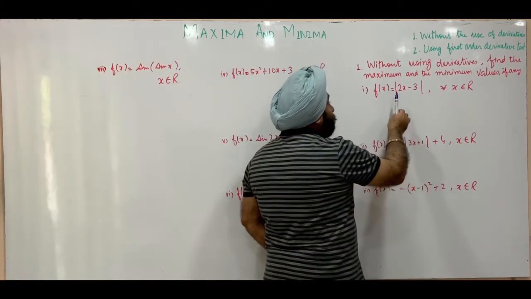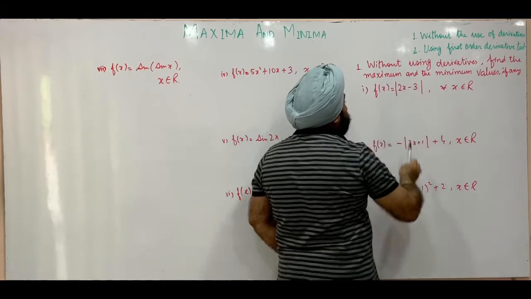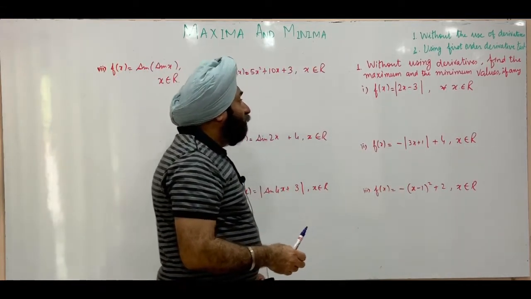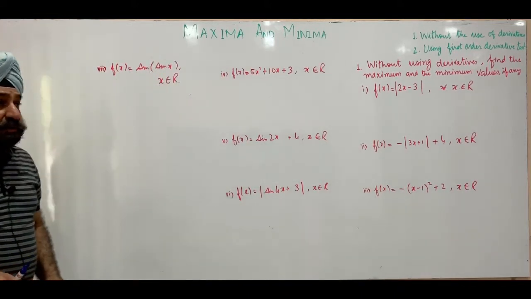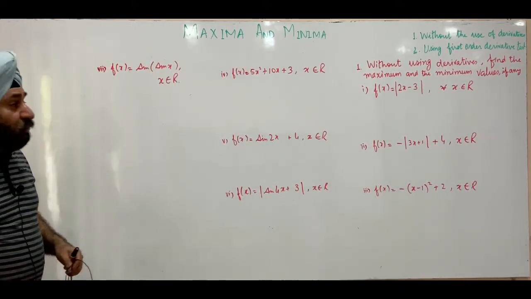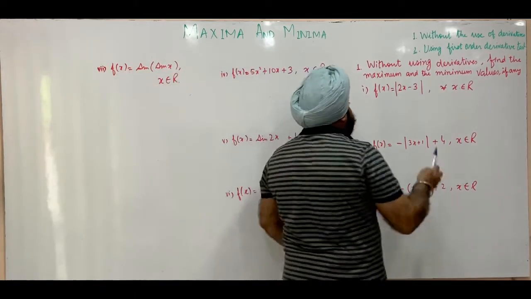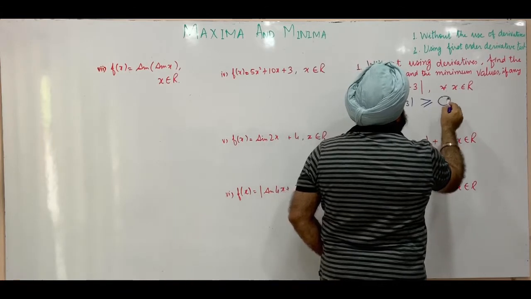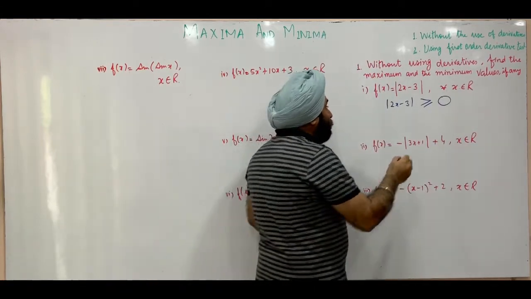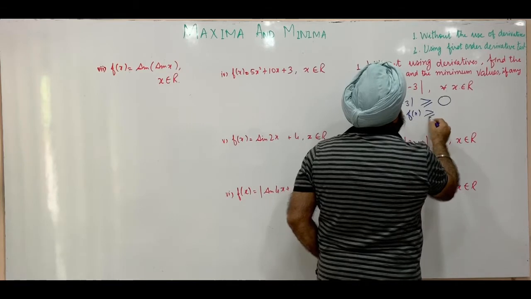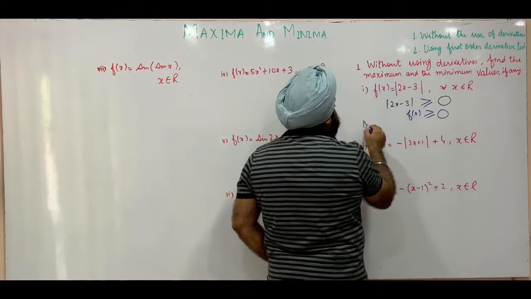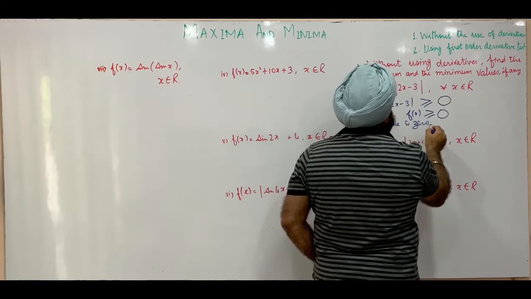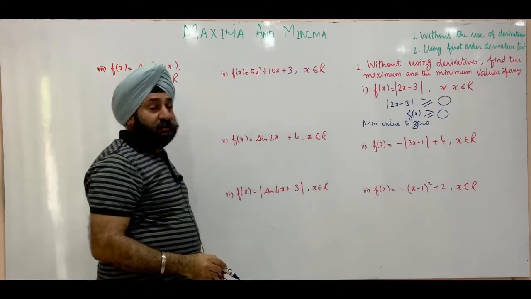There are many parts of this question. We have to find maximum and minimum values, if any. So here what is used is knowledge of functions. So what do we know about mod function? We know that mod of any expression is greater than or equal to 0. So this means f of x is greater than or equal to 0. So we can say the minimum value is 0. Minimum value of the function is 0.